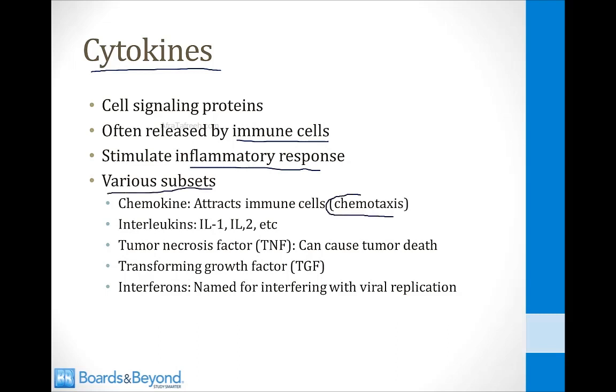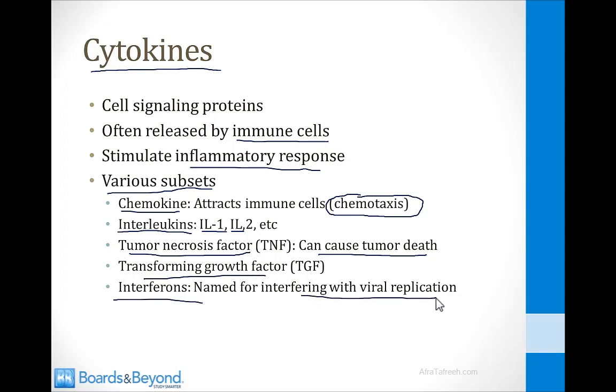So chemotaxis is the process of attracting immune system cells. So cytokines that attract immune system cells are called chemokines. Interleukins are another subset of cytokines. They were given this name because these proteins travel between leukocytes, and they're named with numbers like IL-1 and IL-2. Some cytokines are called tumor necrosis factors, and these were named because they can cause tumor cell death, but they also are used by white blood cells to trigger immune responses. And then other cytokines are called transforming growth factors and also interferons. The interferons got their name because they interfere with viral replication.